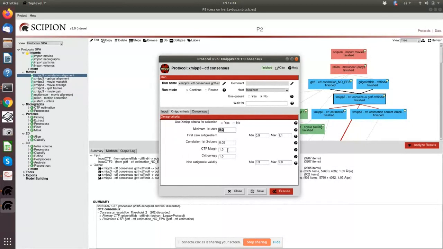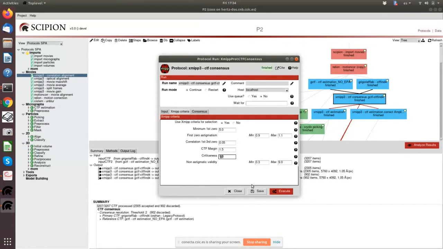This CTF margin is also more or less the same, it is looking at how visible the rings are with respect to the noise that we see on the rings. And then ice-ness is, if a micrograph has ice, and we have some way of measuring the power spectra, the energy at 3 angstroms, at 4 angstroms, then the ratio should be smaller than 1. If you have something larger than 1, it is because you have ice. And this non-astigmatic validity, that I will come back to in a moment.